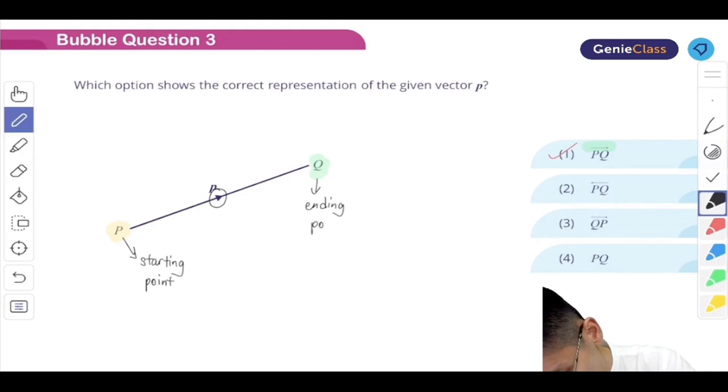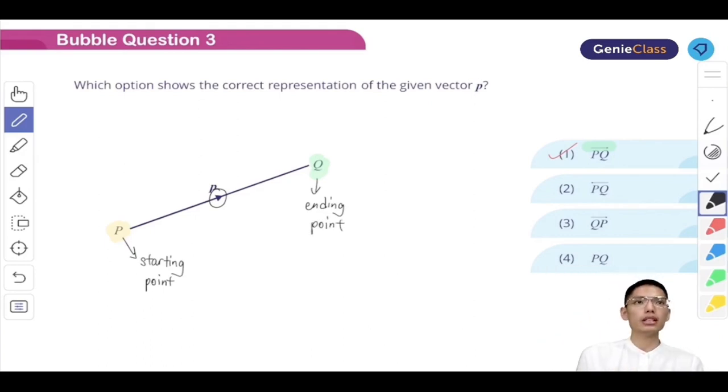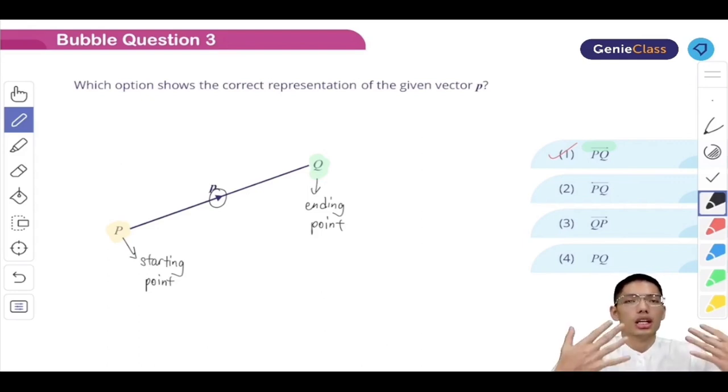So there's just one thing for you to take note, alright? Starting point at P, ending point at Q. Okay, so that's why 1 is my answer over here. So remember, correct representation is very, very important, because when we follow up from there, it's quite crucial in terms of getting the calculations. Now, all we have been talking about is the representation.